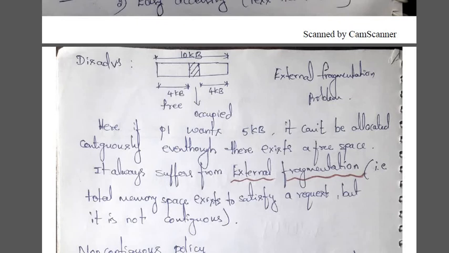In the next memory block I have a 4 kilobyte that is available. So in contiguous allocation, I want to allocate the process continuous memory addresses. For this memory snapshot, suppose P1 arrives, which wants 5 kilobytes to fit in the main memory. In that case, P1 cannot be allocated continuously even though there exists free space.